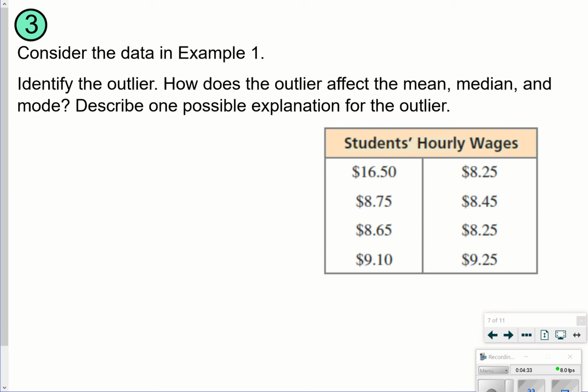We're going to take time now to pause the video so you can try this one on your own, and then once you're done, click play to check your work.